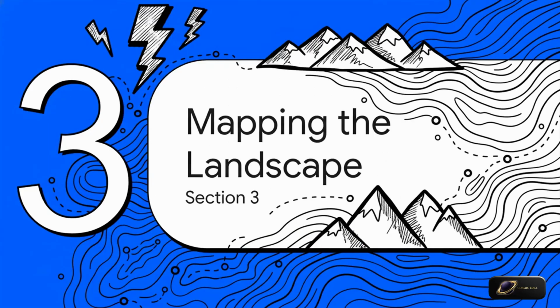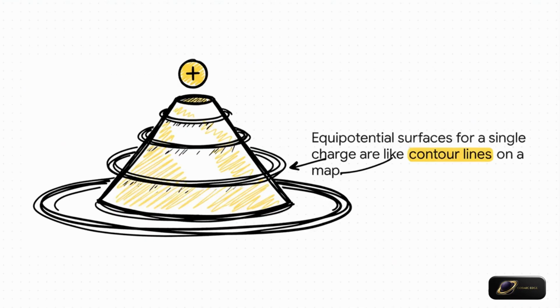Okay, so now that we have this awesome analogy of potential being electrical height, we can actually start to draw maps of these invisible energy fields. It's just like a cartographer mapping out mountains and valleys on Earth. So let's check out our first map. If you've just got one single positive charge, the landscape is basically a perfect hill. And these circles you see, those are called equipotential surfaces. Equipotential, equal potential. It just means that every single point on one of those circles is at the exact same electrical height. They're literally contour lines on an electrical topographic map.